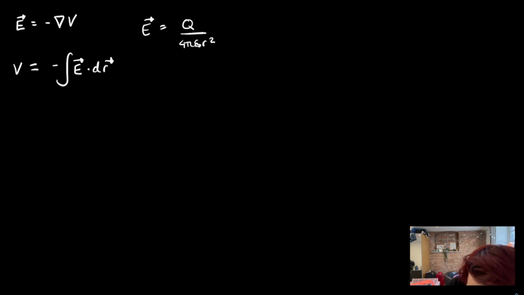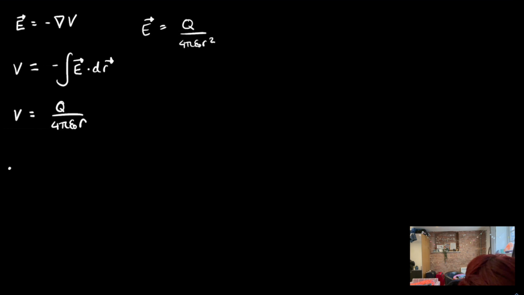When you substitute this in, work out all of the dot products, and use symmetry arguments to say there is only a radial component, then you get that V is equal to Q divided by 4 pi epsilon 0 r, which is the familiar expression for the electrostatic potential of a point charge in space. So that's all well and good.